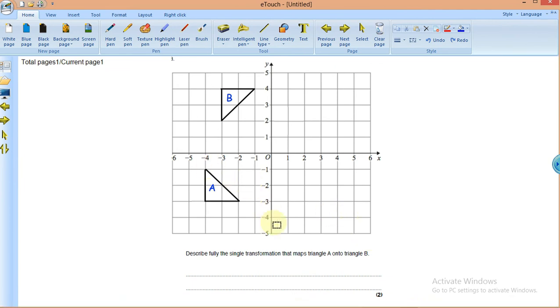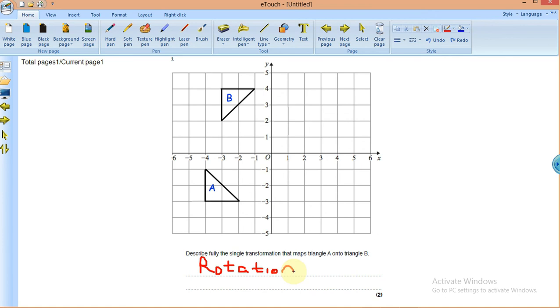Okay, so now this is the question: describe fully the single transformation that maps triangle A onto triangle B. I already established the fact that this is rotation, so let's just write rotation. Now if this is rotation, then we should be able to tell what the rotation point or reference point is, what the center of rotation is, and finally the direction, whether it's clockwise or anti-clockwise.